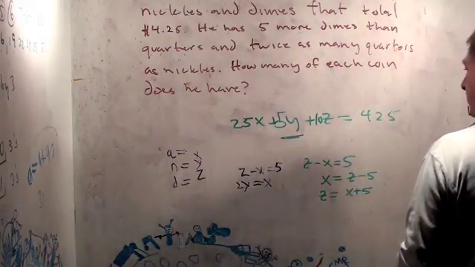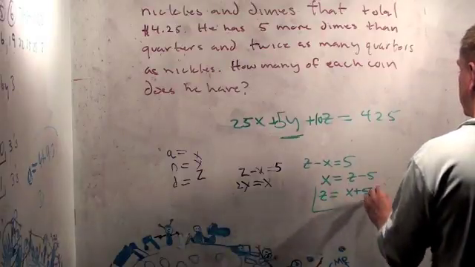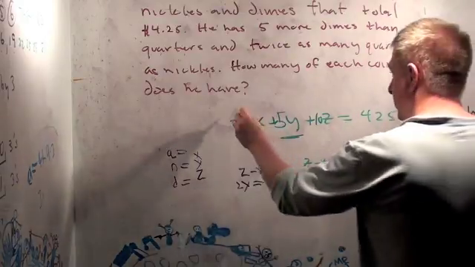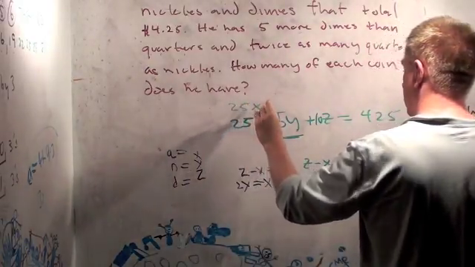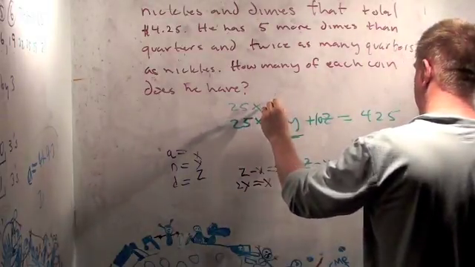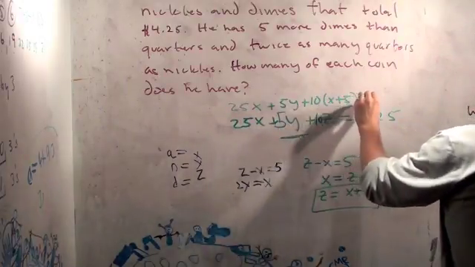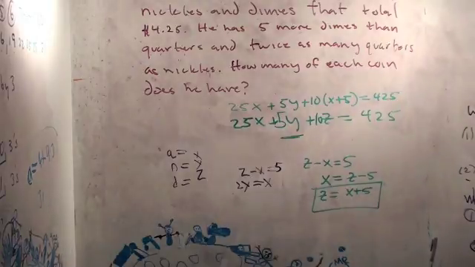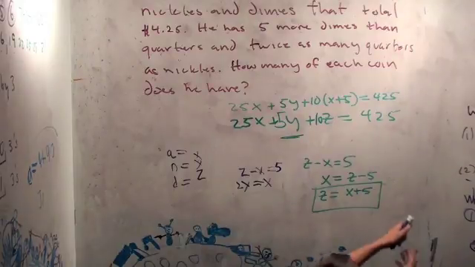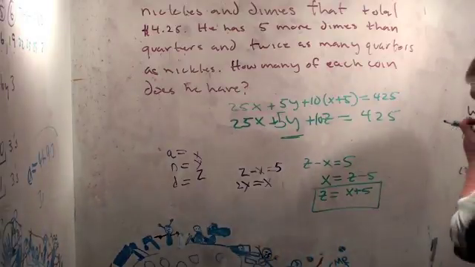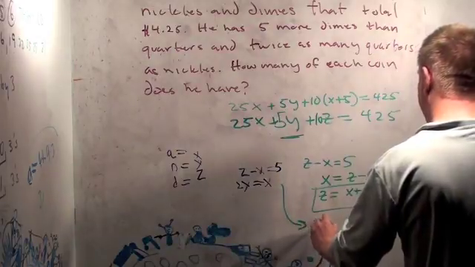Very good. So why don't we use this equation for the Z in this equation. Our new equation becomes 25X plus 5Y plus 10 times (X plus 5) equals 425. This isn't the best way to do this, but it's fine. Now we just have to figure out how to get rid of this Y. We could add both of these equations together, but they're basically the same equation. So what does this equation tell you that Y equals?